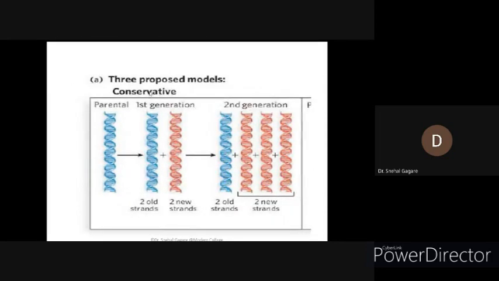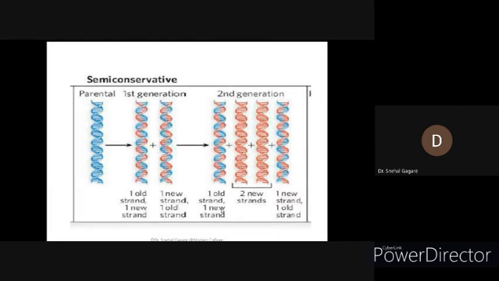So conservative states that the parental strand will completely stay as it is and a new daughter strand will be synthesized. So at first generation, you will have an old strand and a new strand, and after second generation, when there will be four new DNA molecules, out of that three will be new and one will be the old strand. Now semi-conservative replication. Semi-conservative replication means half of the parental strand will be retained and half will be new.